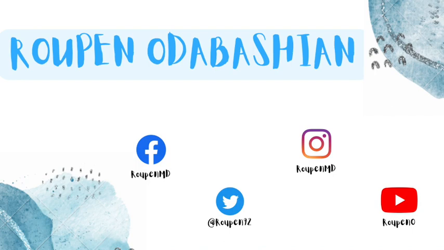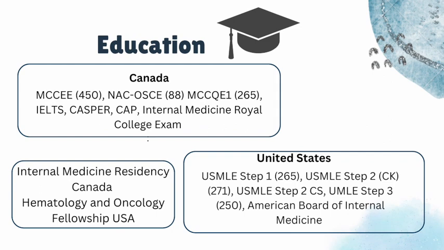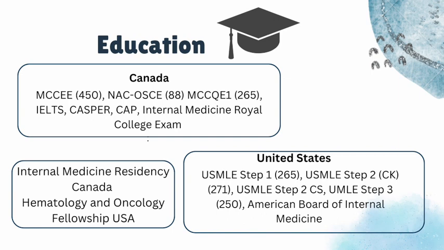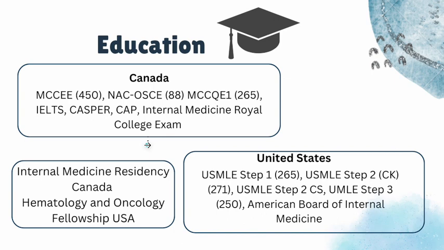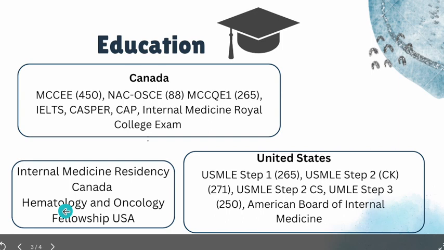My education has been unique. I came to Canada 5 years ago, and I wanted to go to the US initially, but for some circumstances I couldn't. So I ended up writing all the Canadian licensing exams and all the United States licensing exams. And as you can see, I achieved high scores in all the exams. And then, after writing the exams, I was able to match into my first choice in internal medicine residency in Canada. And Canada is a very competitive place to match. But I was able to do it from the first time. And next year, I'm going to continue my dream in the US to do hematology and oncology fellowship.